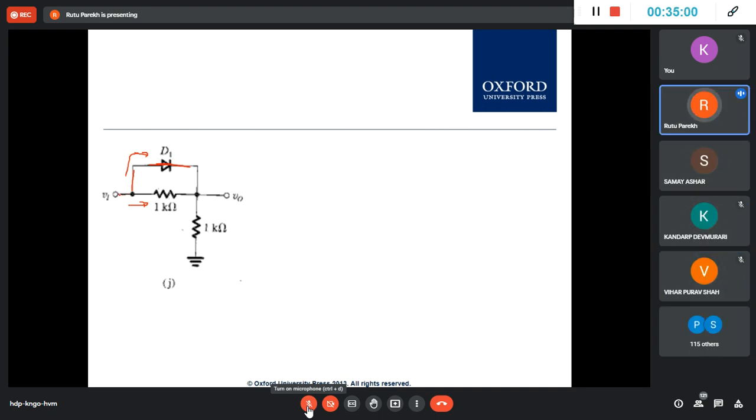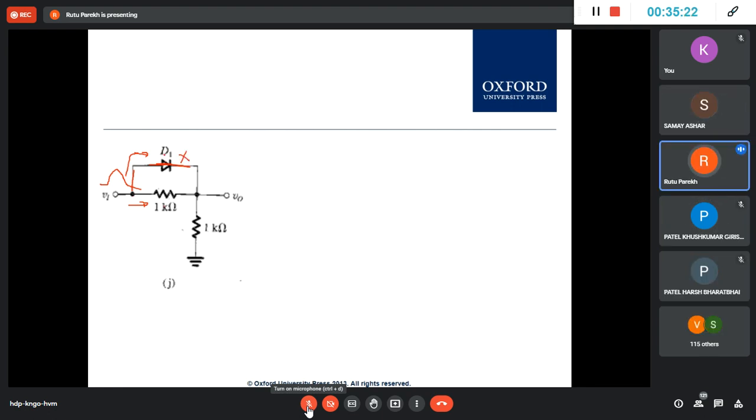Then for the positive half, whatever it is, that whole thing will appear at the output. Your output will follow the input, same thing, as in the ideal diode model. But when the negative half comes, what will happen? It will pass through voltage divided by 2. Voltage will be divided. Very good.